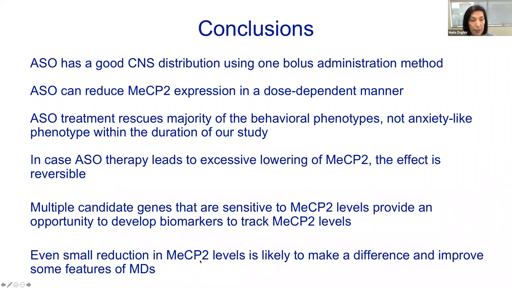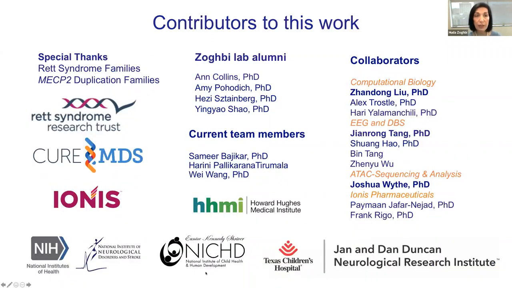And finally, even a small reduction in MECP2 levels is likely to make a difference and improve some features of the MECP2 duplication syndrome. So with that, I'd like to thank all the people who helped us get to this point. First and foremost, both the Rett syndrome families and the MECP2 duplication families. Obviously, the work on the duplication has been totally inspired by seeing the children affected with this disorder.